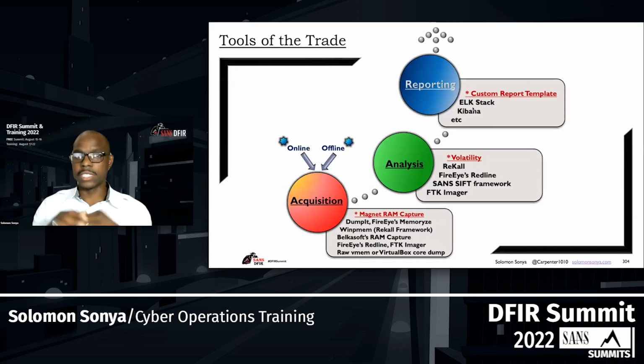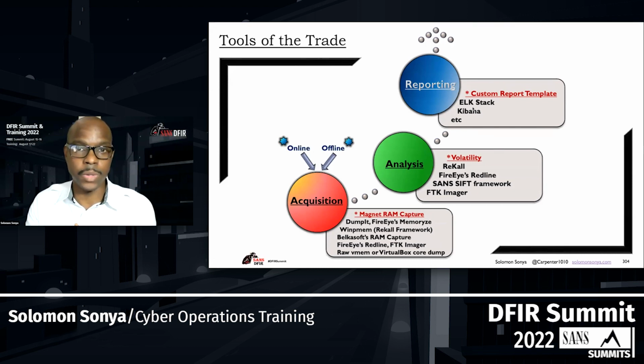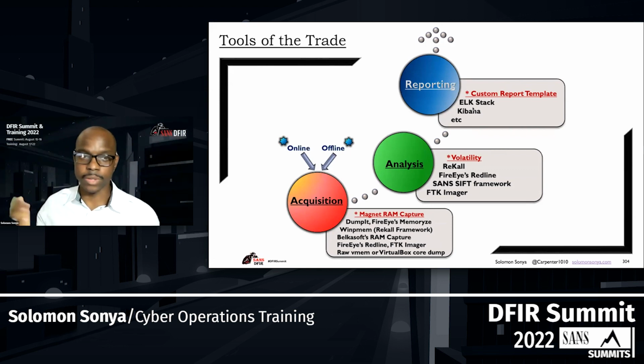Okay. Here I'm just doing a quick tools of the trade, from our acquisition process to our analysis process, into our reporting process. There are many tools that can be utilized. The ones in red are what we focus on for this research. Magnet RAM Capture is one of the really well-known tools that has been quite stable, in which I can launch the tool to give me a dump of the memory. Then I can utilize different analysis routines to understand what the artifacts on the system are.